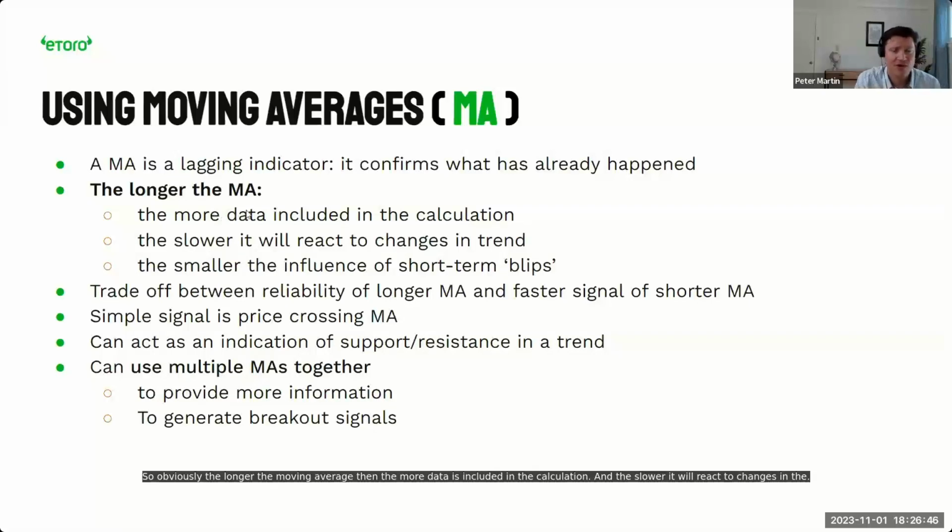Obviously, the longer the moving average, the more data is included in the calculation, and the slower it will react to changes in the trend, and the less susceptible it is to the influence of short-term blips. In other words, you can be more confident if you're seeing something confirmed with a longer moving average, but you see it later. So there's a kind of trade-off between the reliability of a longer moving average and the faster signal of a shorter moving average, and vice versa. With a shorter moving average, you're going to see a change quicker, but it might be less reliable. With a longer moving average, you'll see it later, but you can have more confidence in it. It's a trade-off, and you have to choose what works best for you.